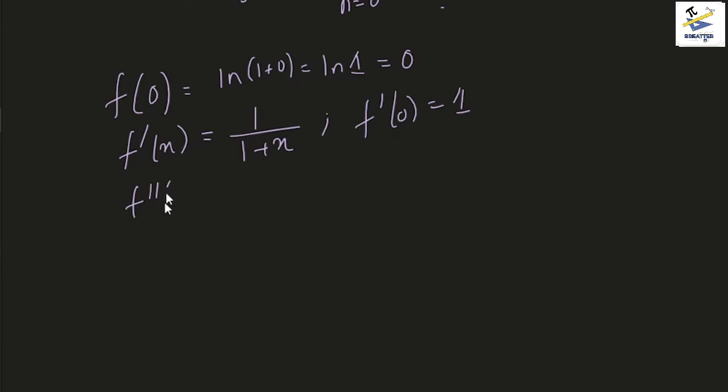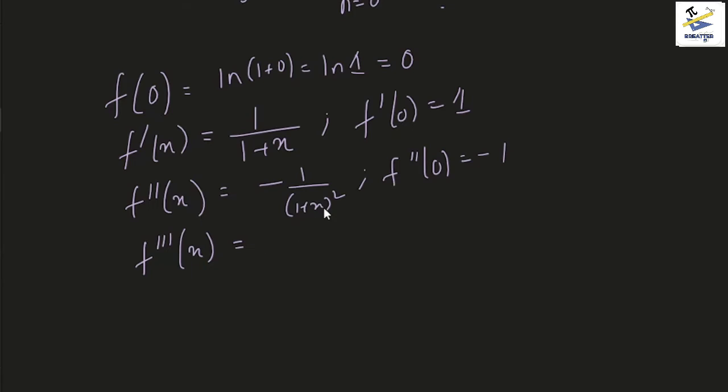f double dashed x would be minus 1 by 1 plus x whole squared. So f double dashed 0 should be minus 1. Again, f triple dashed x should be 2 by 1 plus x whole cube, and this would mean that f triple dashed 0 is 2, right?